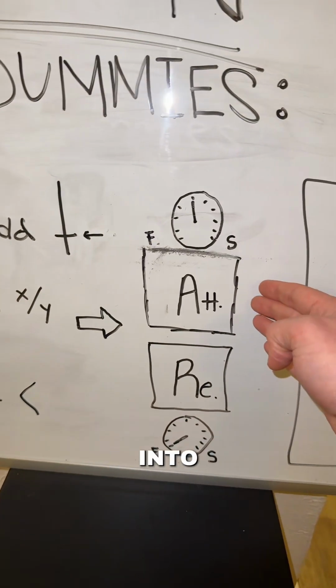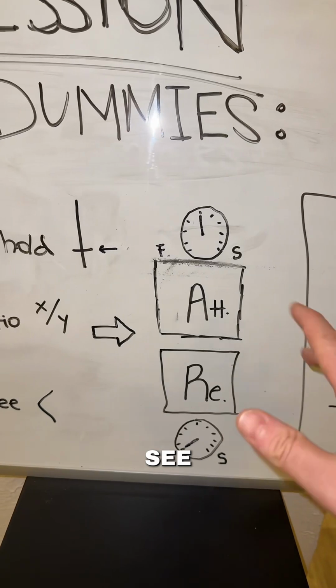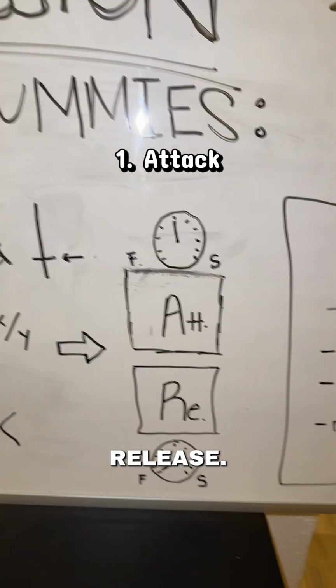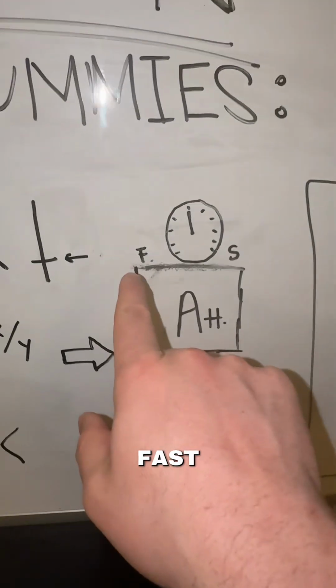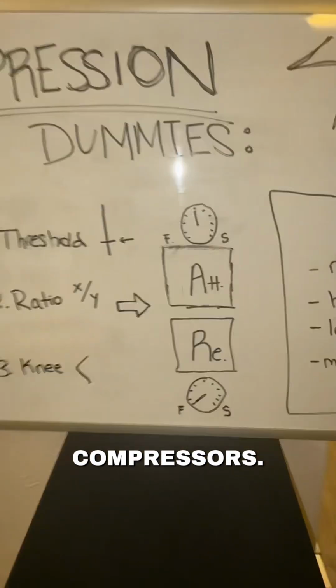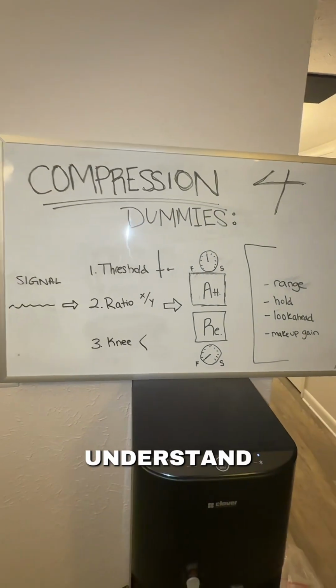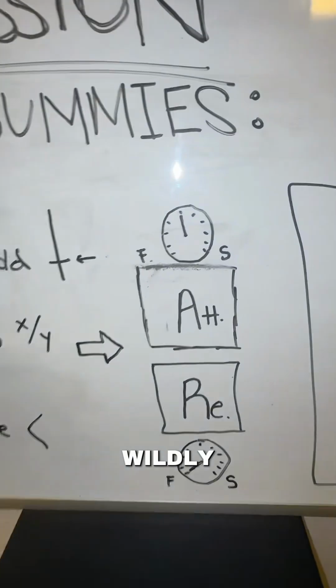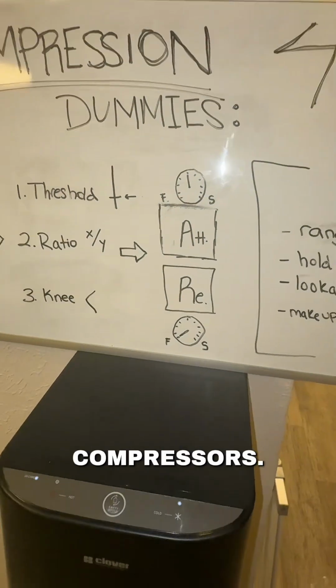This is what I want to get into mainly, and these are the main dials you'll see on a compressor: attack and release. And to the left is usually your fast attack, and to the right will be your slow. Same for release. And it's different on all compressors, okay? I want you guys to understand that attack and release can be wildly varying among compressors.